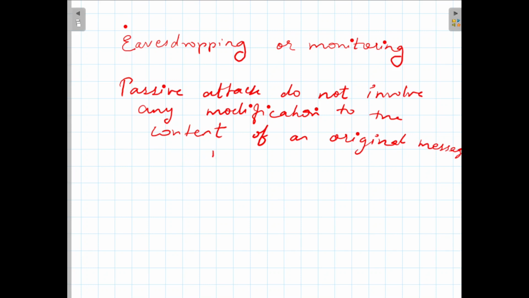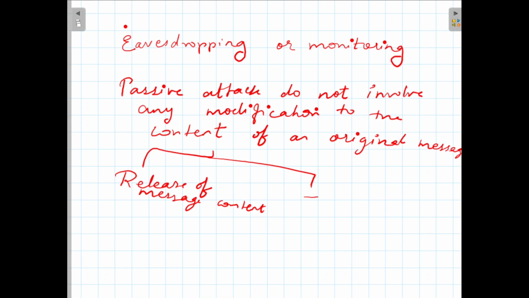So the passive attack is again of two types, that is release of message content and next is traffic analysis. Release of message content and traffic analysis.